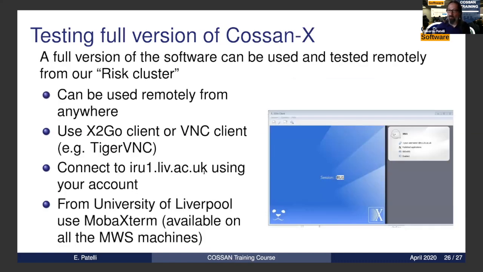So if you want to test the full capability of Cossan-X, we can provide access to our cluster. It's called the risk cluster, and you can connect remotely using a VNC client, and that should be available. If you are from the University of Liverpool, that is absolutely easy. Just use MobaXterm, connect to the RU1 server, and then you can start Cossan-X directly. So nothing else is needed.